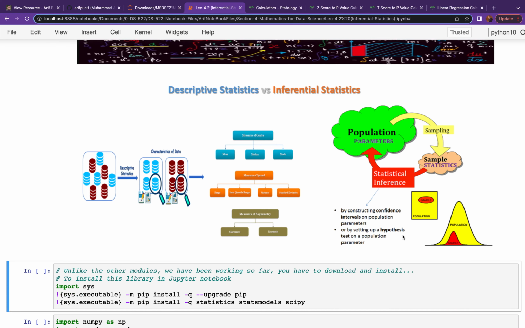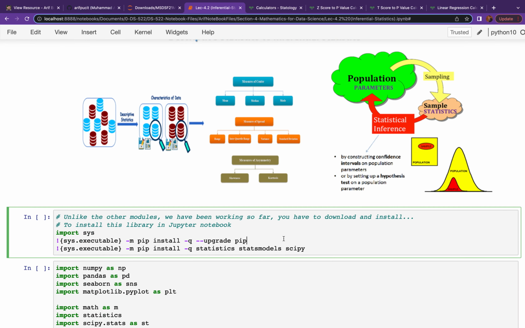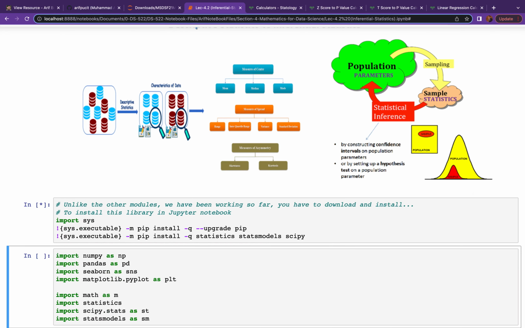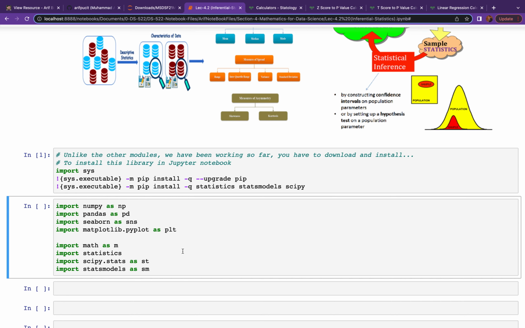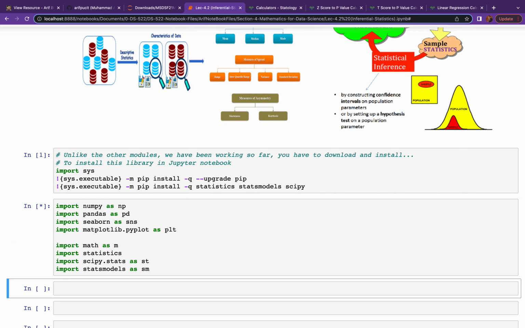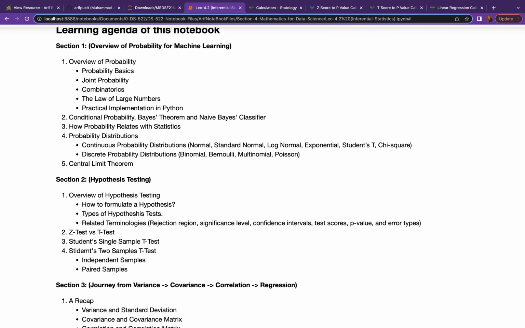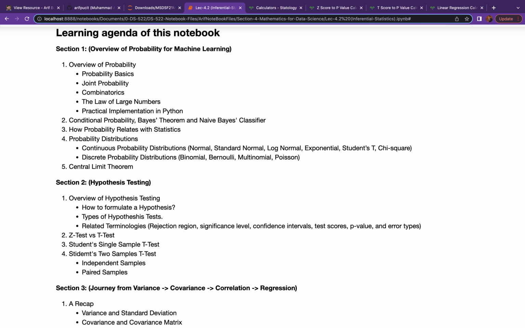Okay, let's move ahead. Please do install SciPy, Stats Model, and Statistics libraries for this notebook, other than NumPy, Pandas, Matplotlib, and Seaborn, which I think you all have already installed on your systems. Let me import these modules. And here is the agenda for today's notebook.